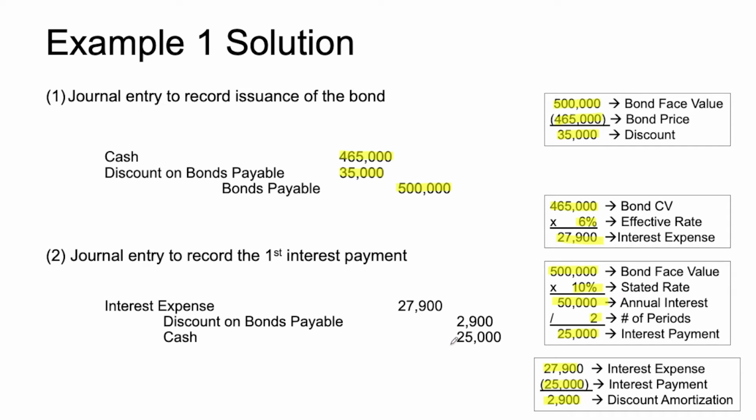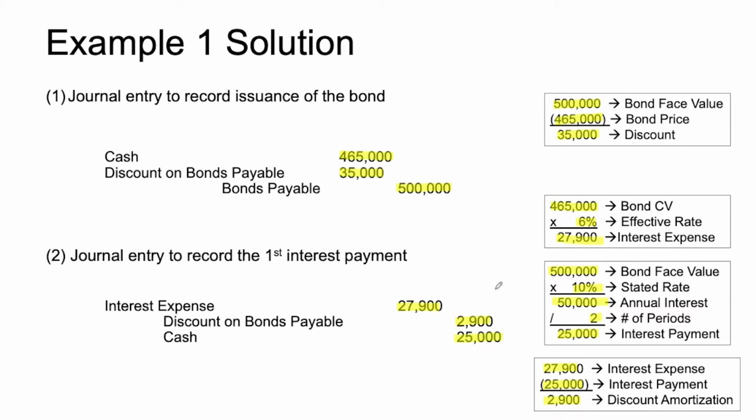So, of course, to record this, it just comes down to remembering those journal entries that we went over. We're going to debit out the interest expense at $27,900, credit out the discount on bonds payable at $2,900, and, of course, credit out cash for the amount of the interest payment at $25,000.